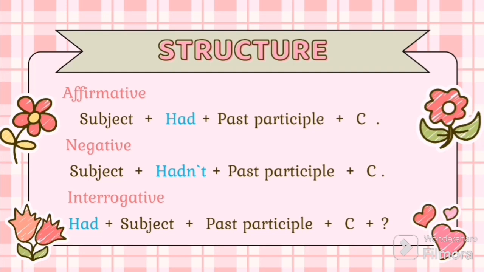For a negative, subject plus the verb have in form past plus negative, had not or in contraction hadn't, plus the main verb in form past participle. That's complement. For interrogative, first is the auxiliary verb had, then the subject, plus the main verb in form past participle, plus complement, plus question mark.